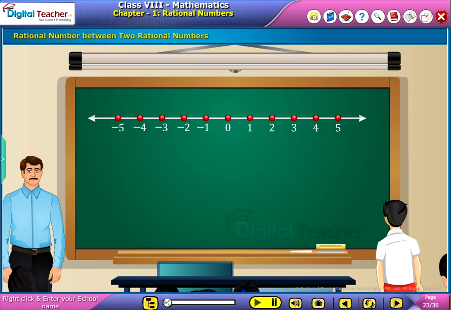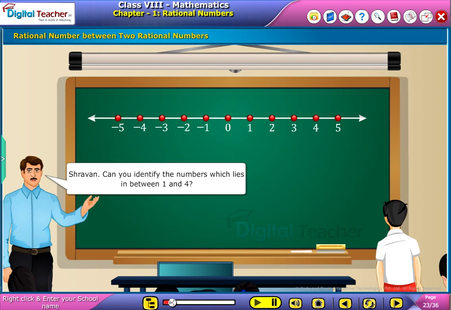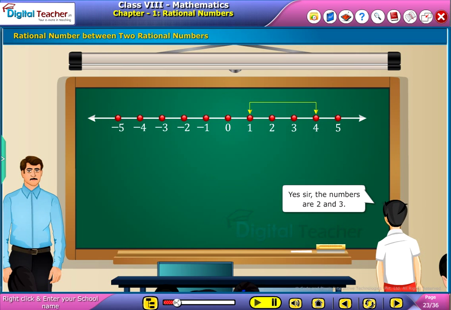Let us observe the conversation between a teacher and a student on rational numbers between two rational numbers. Shravan, can you identify the numbers which lie in between 1 and 4? Yes, sir. The numbers are 2 and 3.